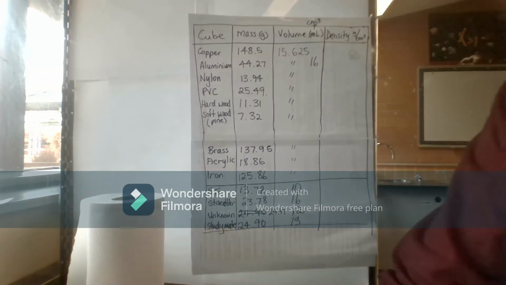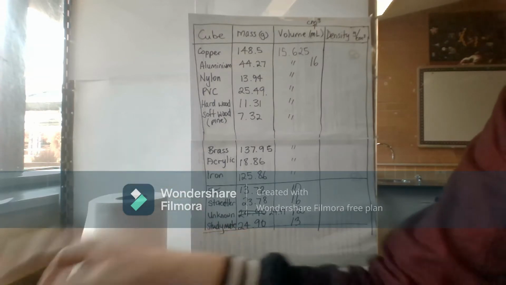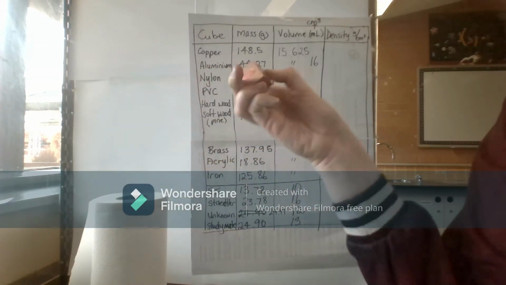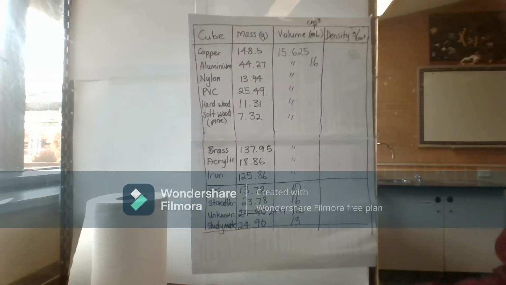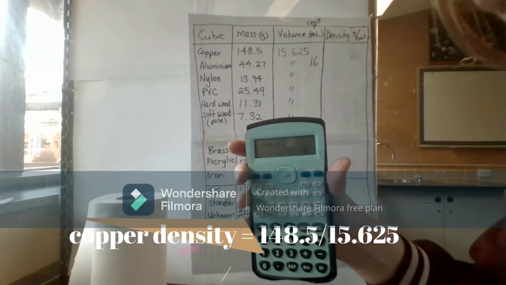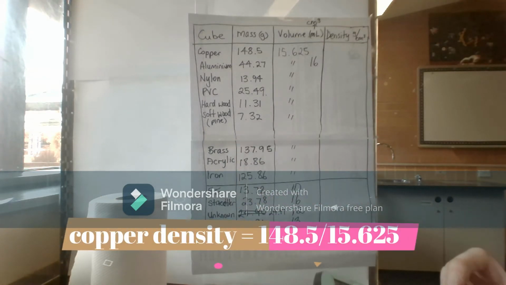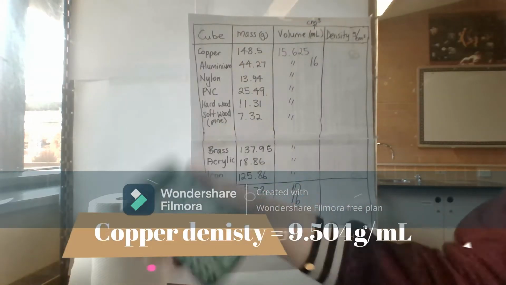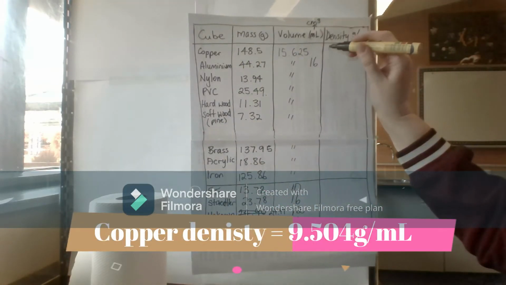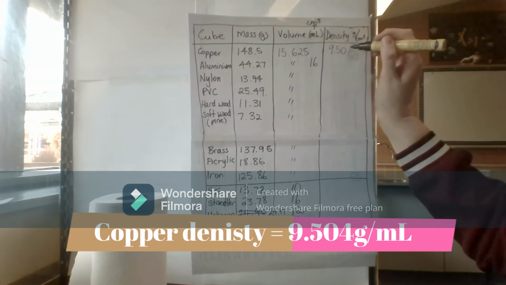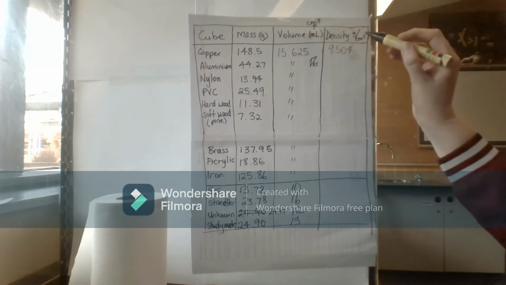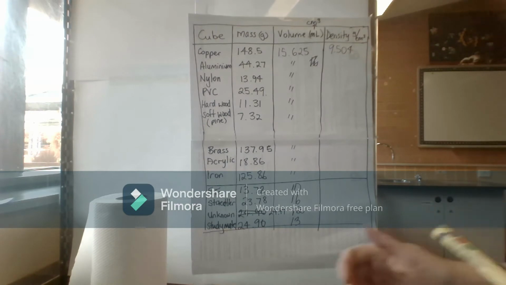So I'll show you how to do this. We'll do a couple together. Let's start with the copper. So the copper, its mass was 148.5 grams. And our volume, 148.5 on my calculator, divided by 15.625, which equals 9.504. So its density is 9.504. I'll leave that out. Grams per cubic centimetre or grams per mil.